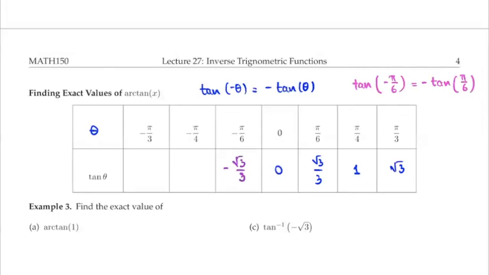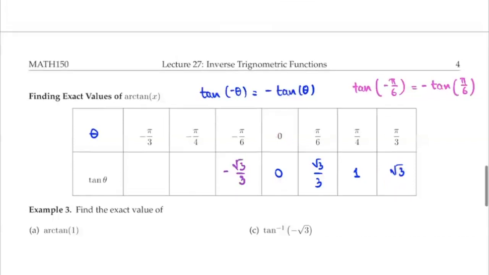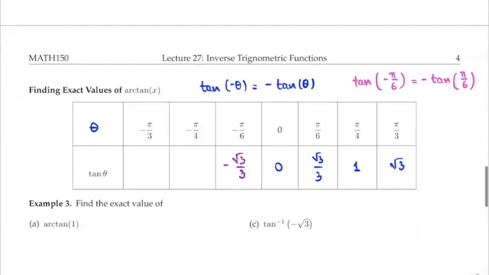Technically, 0 is the middle point, and you just mirror all of these values to the other side, but with a negative sign included in the answer. So tangent of negative pi over 4 is negative 1. Tangent of negative pi over 3 is negative root 3. Now, that's the forward direction.